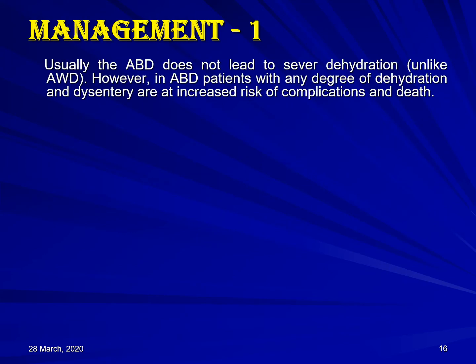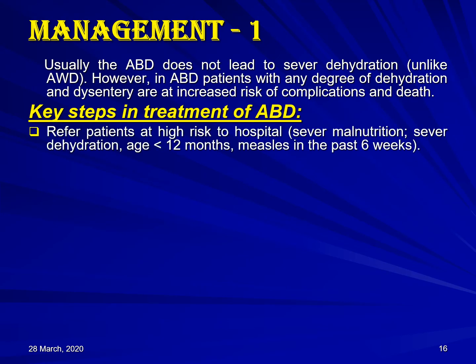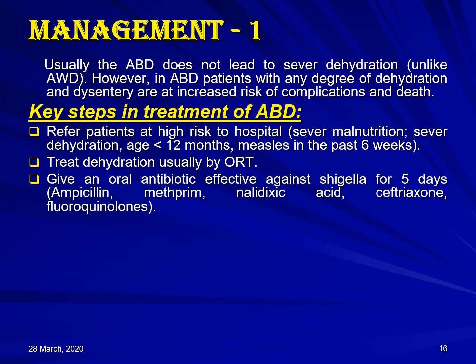About the management, it includes key steps. Refer the patient at high risk for complications, whether intestinal or extraintestinal. Those below the age of 12 years, with measles in the past, severe malnutrition, severe dehydration, etc. Treat dehydration usually by ORT. Dehydration is actually rare, but when present it indicates severity of the condition. That is why I put it here, with severe dehydration as a risk factor for complications and hospitalization.